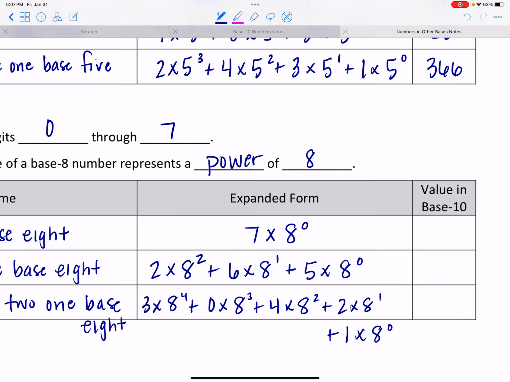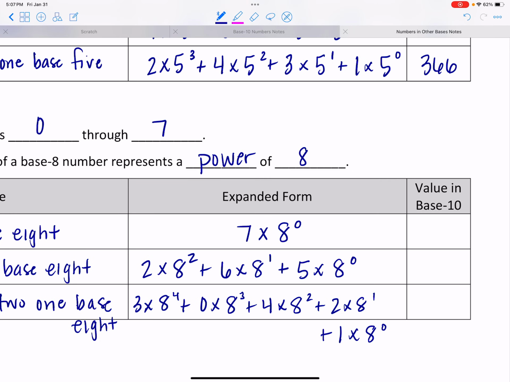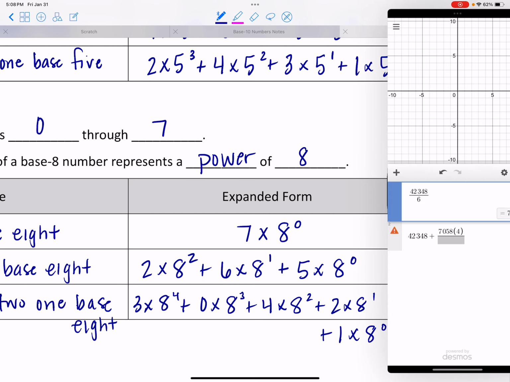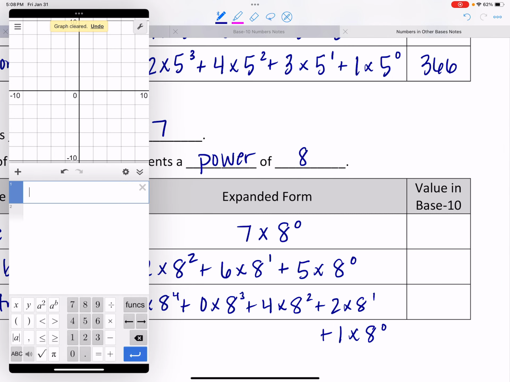And those expanded forms, evaluated, would tell us the base 10 value of that weird base 8 number that we're looking at. So let me get rid of all this. Well, the first one. Again, single digits are going to be the same. 7 times 10 to the power of 0 is still just 7. So 7 base 8, 7, same number.